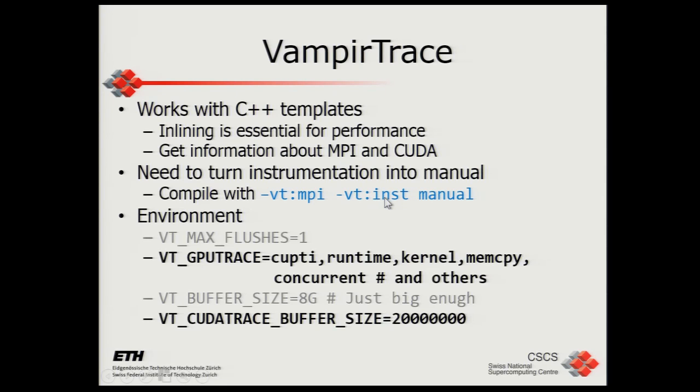This is the option that we have here, which is VT instrument manual in the compile line, in the VTCC compiler. And then you can also monitor MPI tasks, because the MPI calls are always, in some sense, runtime calls, so they're always traced. In this way, VampirTrace will not show much information. It will show you MPI calls, and also CUDA kernels, but not any other function in your code. And if you are lucky, there are not many functions in your code anyway.